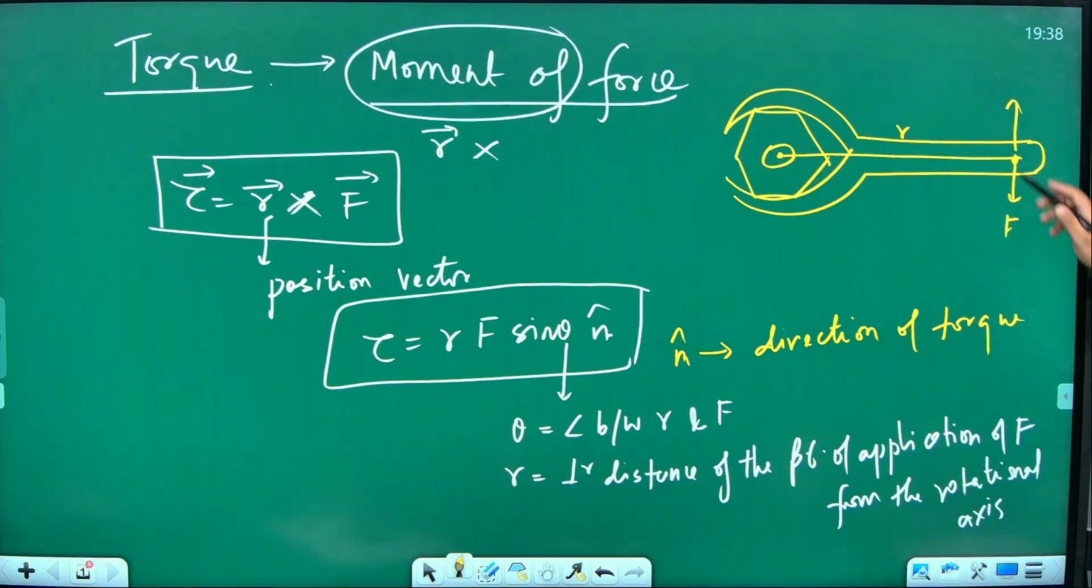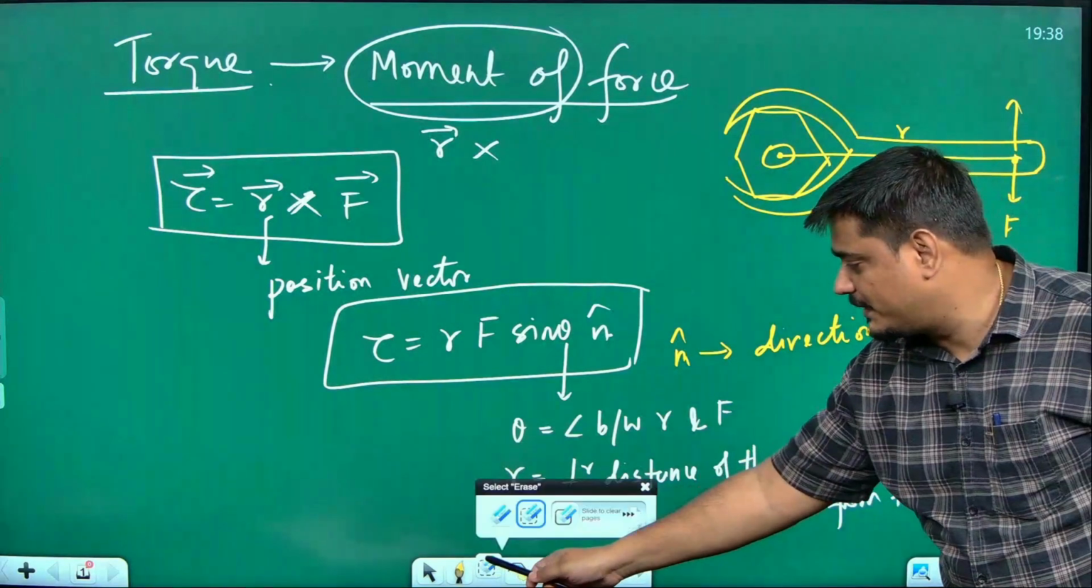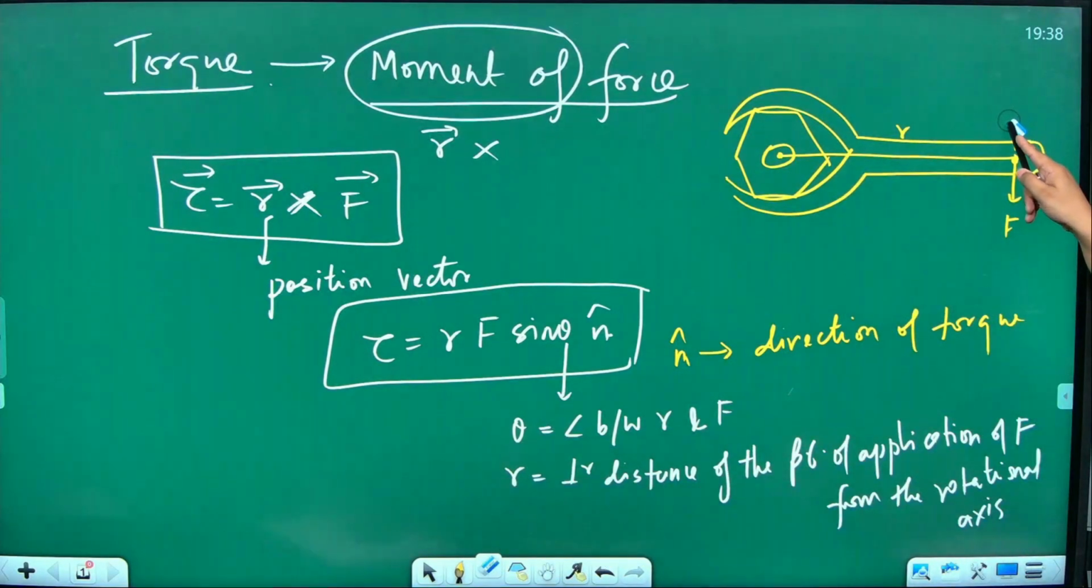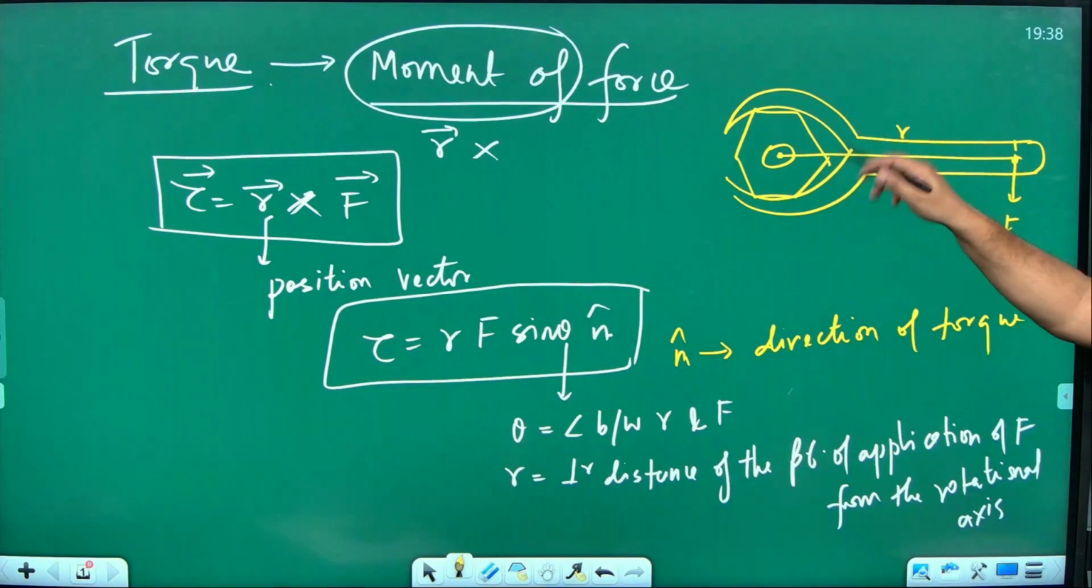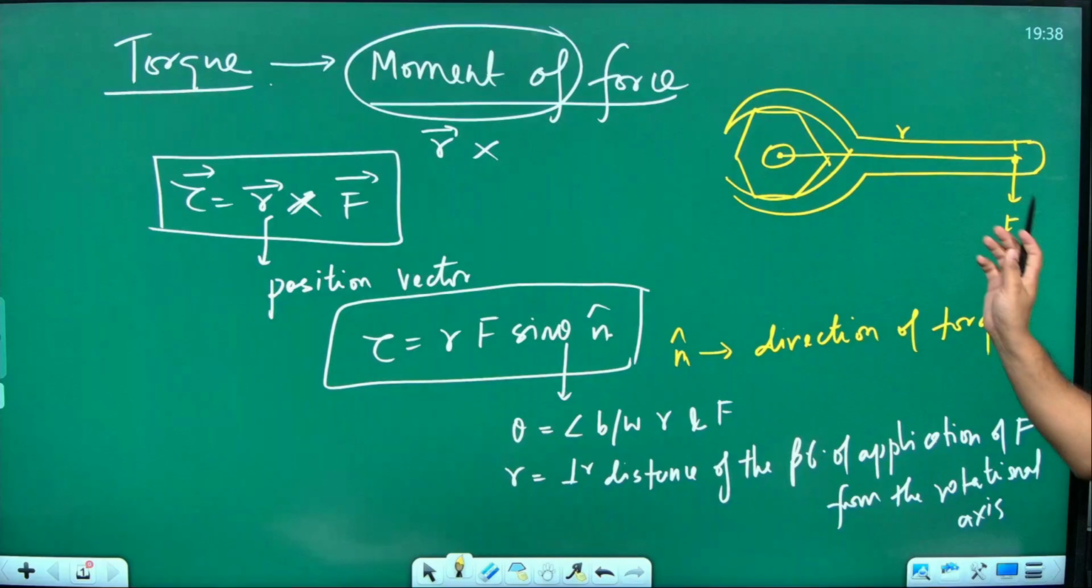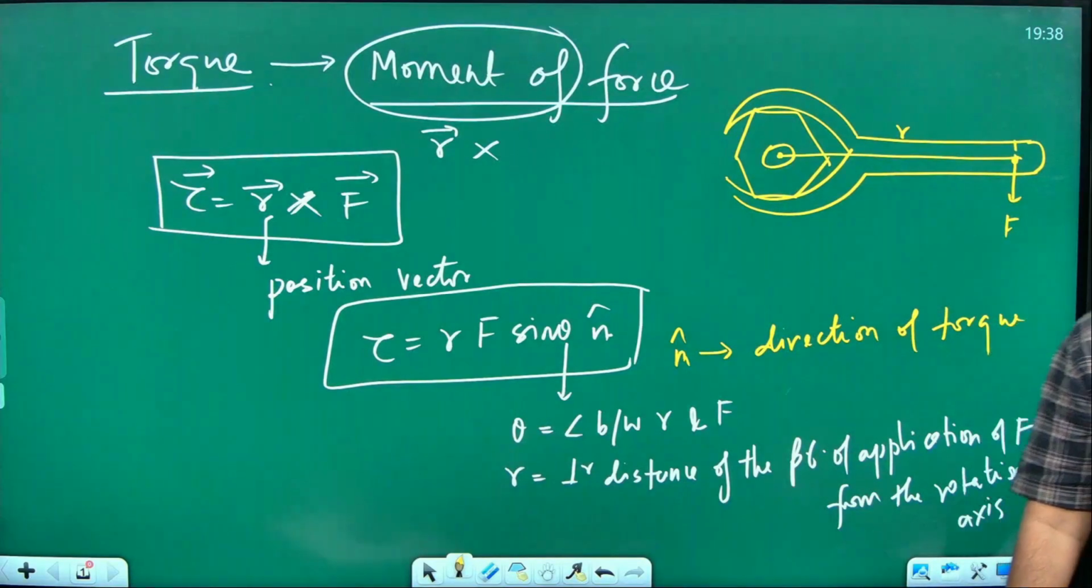And if I apply a force, let me take only one example here, only downward or upward. You will realize that when I am applying a force downwards, this force is capable of rotating the object. So what is the torque here? R into F into sine theta. What is theta here? 90 degree.